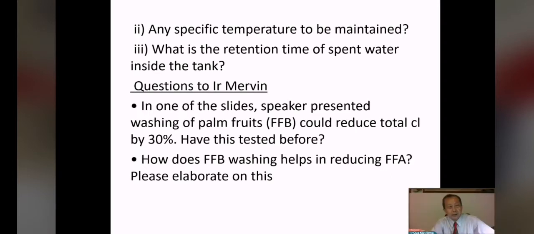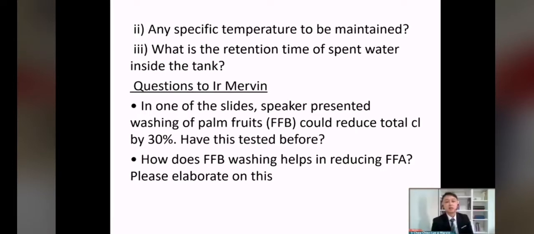Yeah, thank you. So for the first question, regarding the reduction of total chlorides in the FFB washing method. To answer the question, yes, we have tested in the lab scale, pilot scale, and even the commercial scale. So we found out that through these washings, there's actual reduction of the total chloride content after washing.